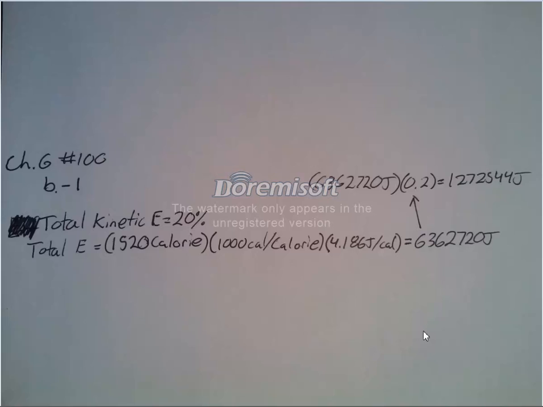Alright, so the next part of the problem, it tells us the amount of total energy that is turned into kinetic energy. That was 20%. And it tells us how many calories he wants to burn by throwing these fastballs. So we have the 20%, and we have the amount of calories, which we have to convert into joules, the total amount of energy burned, because we need the unit of joules. So we multiply that by 0.2, the 20%, to figure out how much is actually turned into work. So we get 1,272,544 joules.